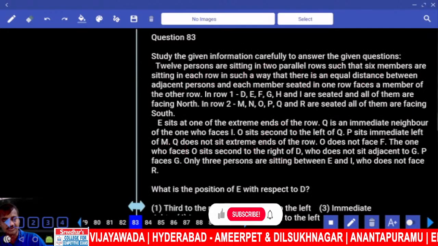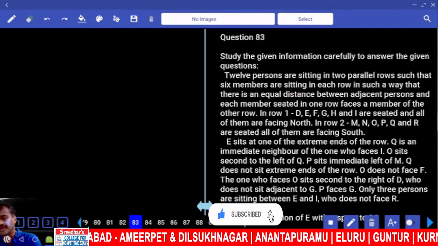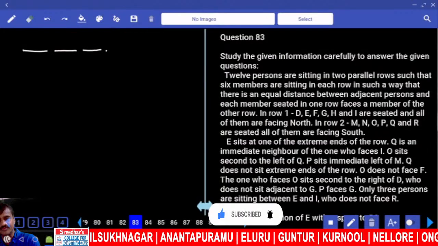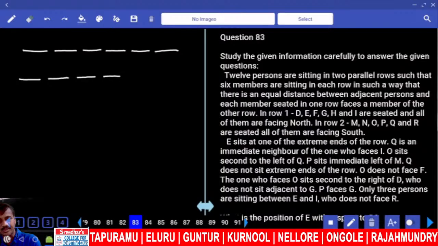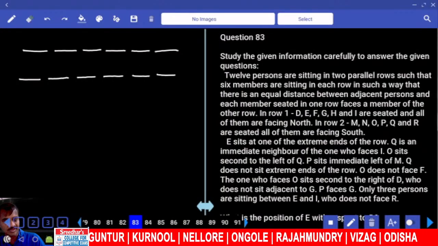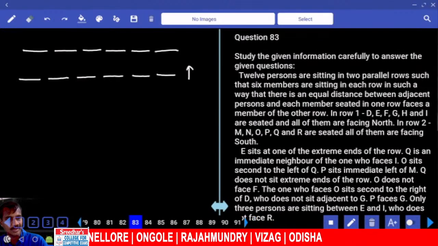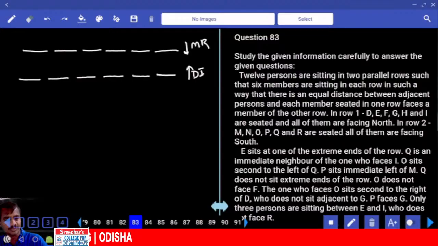Then 83 onwards, 12 people. Now 12 people are seated in 2 parallel rows. Six persons are facing towards south and the 6 persons are facing north. Row 1: D, E, F, G, H, I are the persons who are facing north. And in this one, M, N, O, P, Q, R, they are facing towards south.